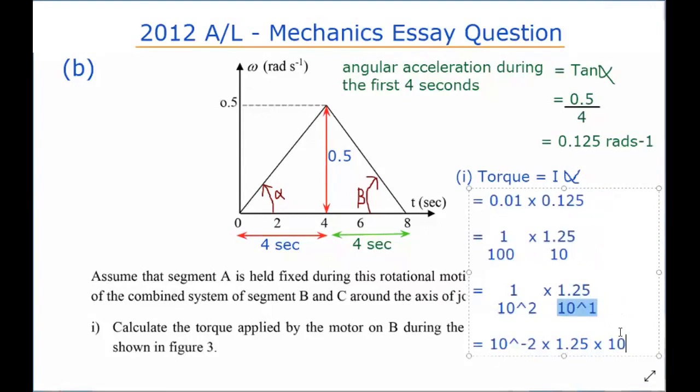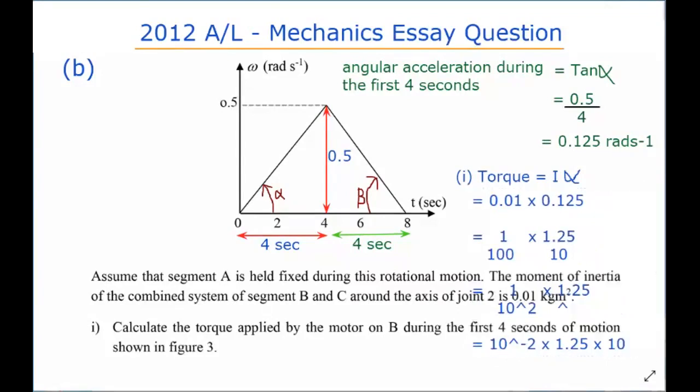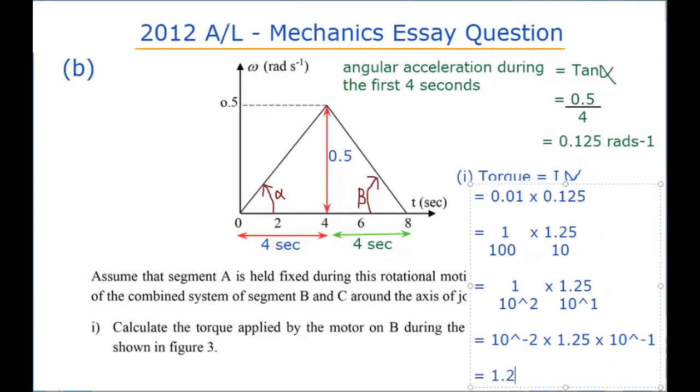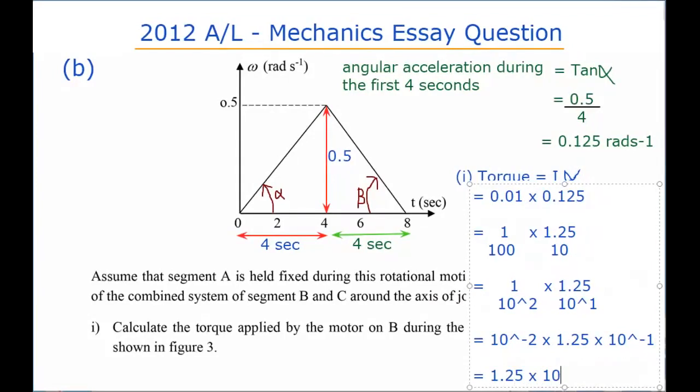This 10 to the power 1 comes up as 10 to the power minus 1. Am I right? So finally, what is the answer here? Finally you will get 1.25 into 10 to the power, this is minus 2, this is minus 1, altogether minus 3. Unit is Newton meter.